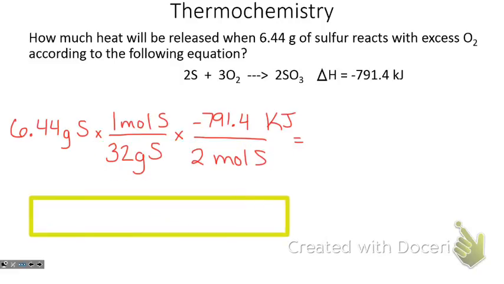Your final answer that you get should be negative, looks like I rounded here, 79.6 kilojoules will be released into the environment. It's okay that I have a negative value here for change in enthalpy. That just means it was exothermic, and obviously that means heat is being released, which is what the problem mentioned.